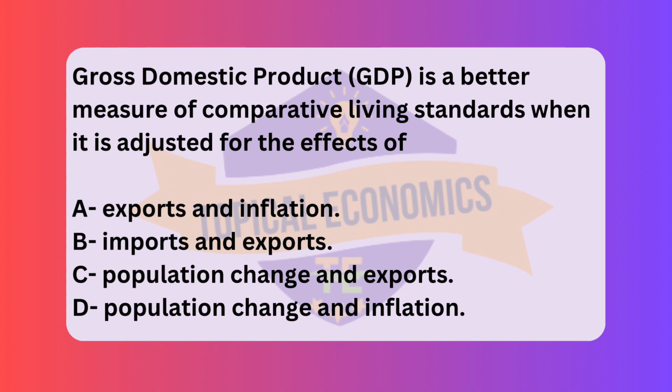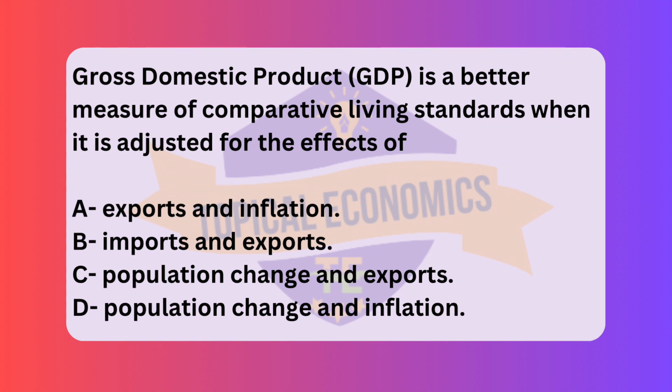Analyzing the other options. Option A. Exports and inflation. While inflation is a relevant factor for adjusting GDP, to get real GDP, exports do not directly affect the measure of living standards in the way population change does. Exports contribute to GDP but are not typically used to adjust GDP for comparative living standards. Living standards are more about the average income or output per person, not just the amount a country sells abroad.